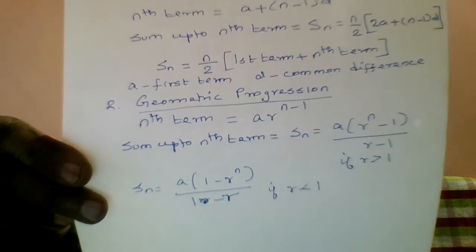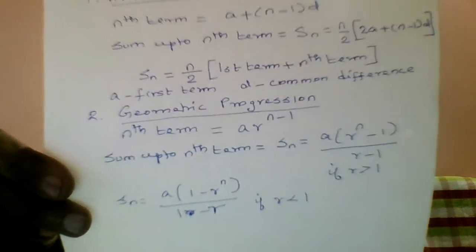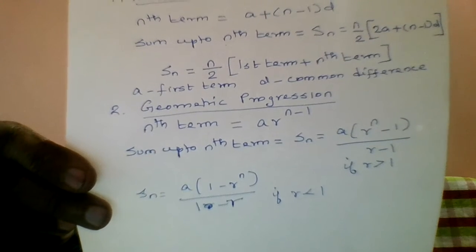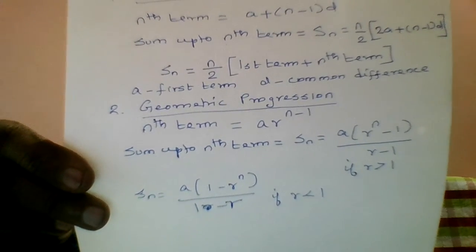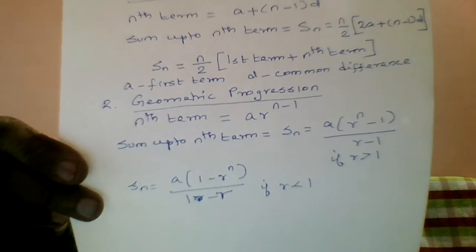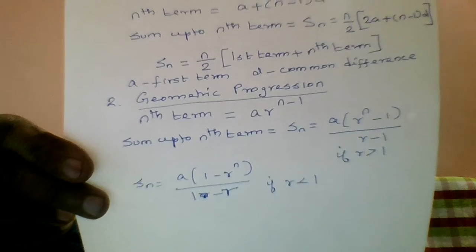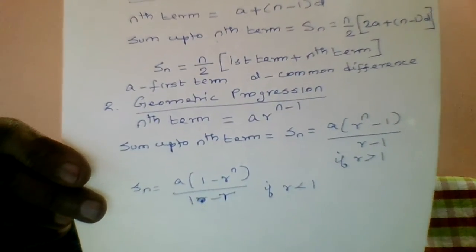If the value of r is less than 1, then the sum up to nth term is a into 1 minus r power n divided by 1 minus r, if r is less than 1. I repeat, the sum up to nth term is a into 1 minus r power n divided by 1 minus r if r is less than 1.